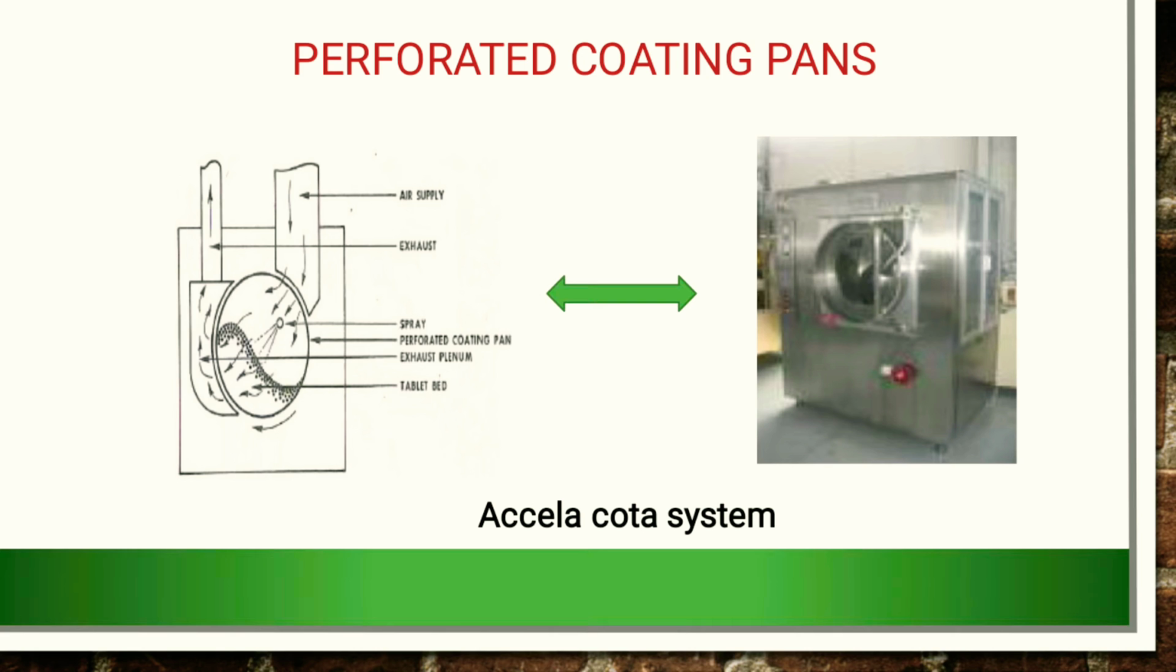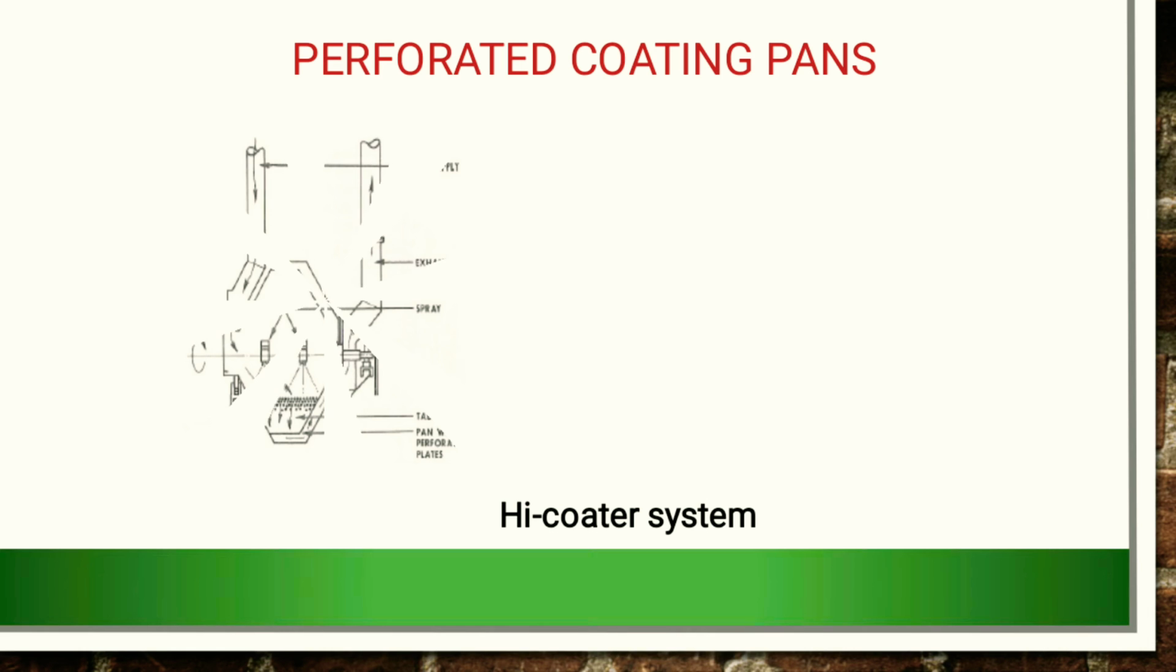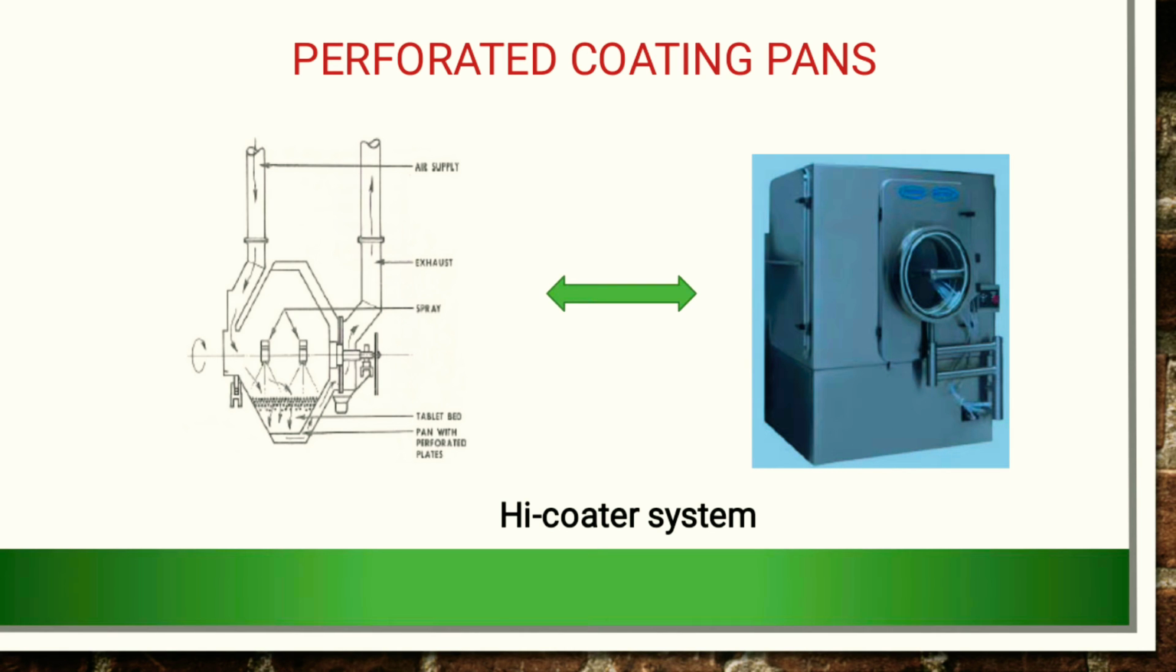Then the next equipment which is used is the Hi-Coater system. Here you can see the diagrammatic representation of Hi-Coater system, and this is how the equipment actually appears. The Hi-Coater system consists of four perforated segments which are perpendicular to each other. Each of these perforated segments acts as an opening for air outlet, which is fixed to the exterior of the pan surface. Drying air is introduced into the pan through an opening located on the inside periphery of the top of the pan.